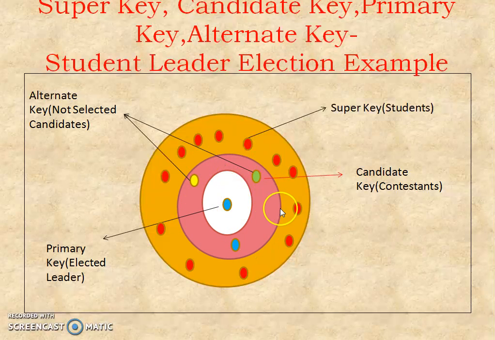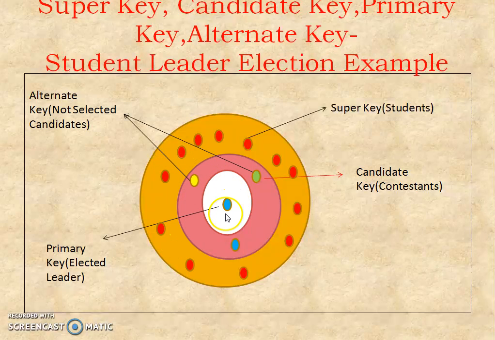Now when the election is conducted, only one of them will be elected as leader. So this is equivalent to a primary key. So here I am showing you the difference between the super key, candidate key, and primary key. So all the students are super keys. Some of them stand for election. They are the candidate keys, and one of them gets selected as the leader. This is a primary key.